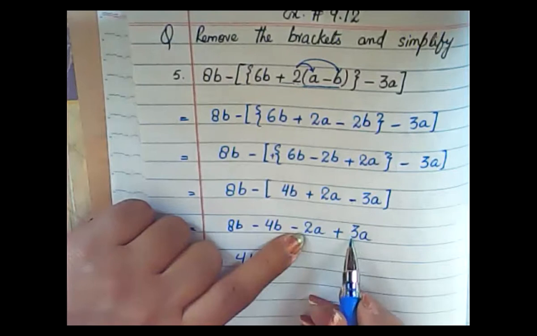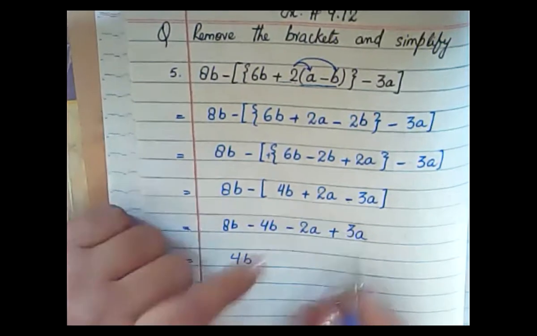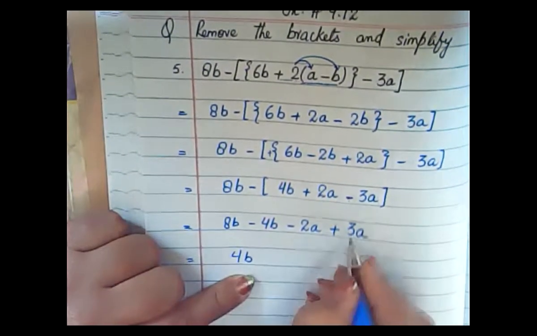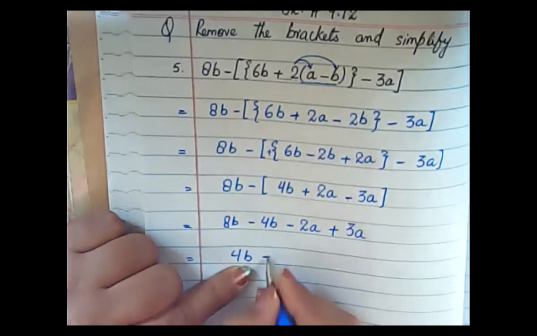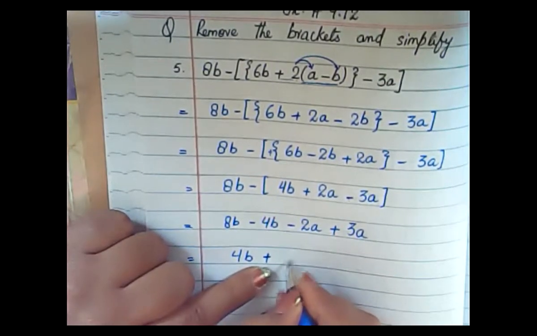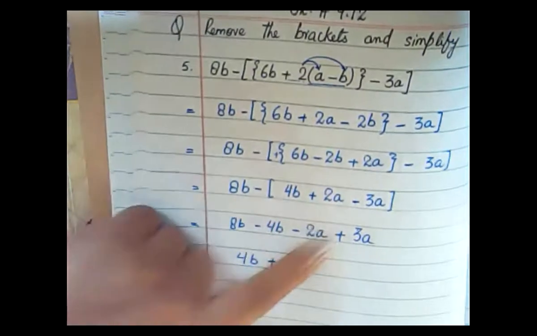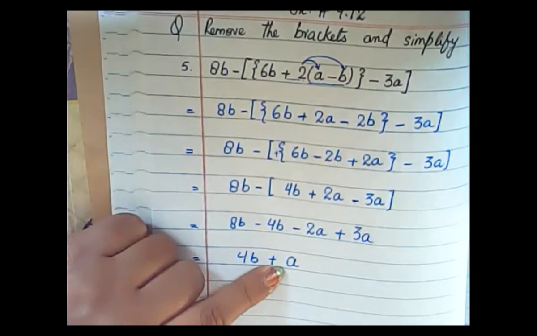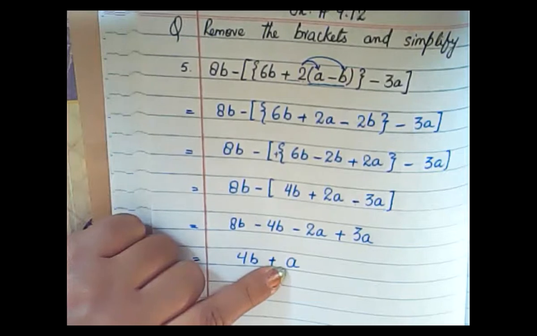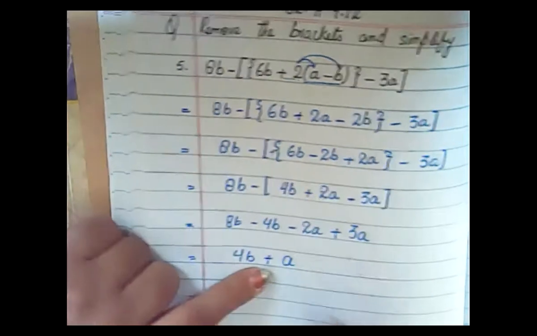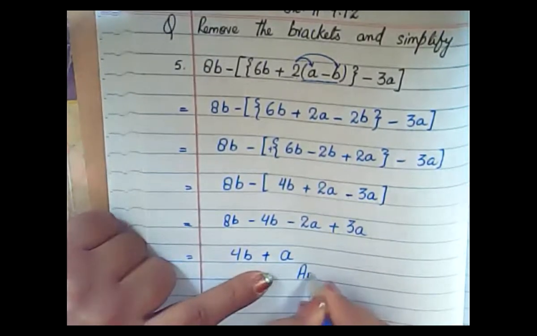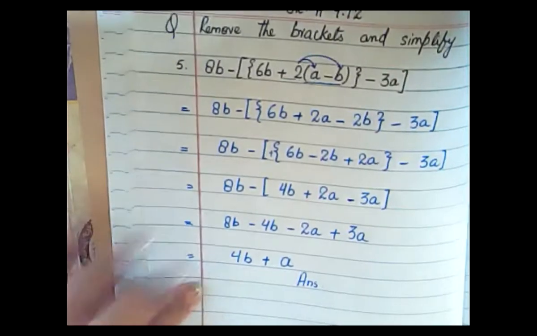So 2 minus 3 will be 1. But you will place a plus sign here because 3 is greater. So you will write it down here plus. No need to write here 1a, simply write here a. Do not write 1. Very good. So the answer will be 4b plus a. No need to add it because the terms are different. So this will be your final answer.